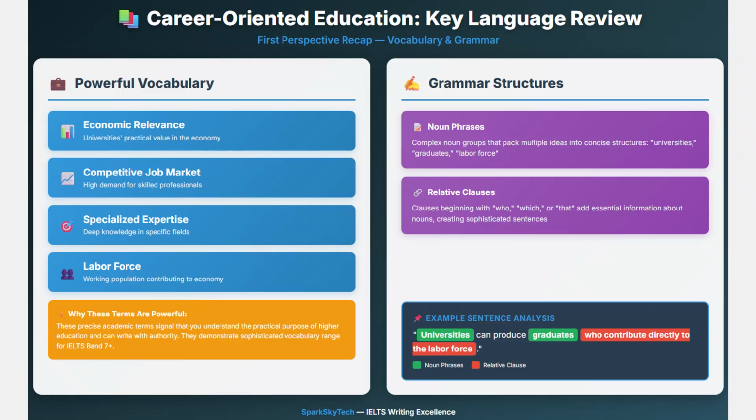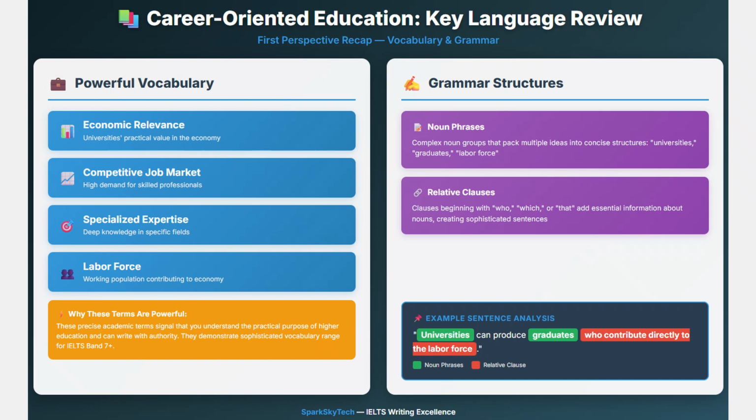Then, let's look at the first perspective, which focuses on career-oriented education. Notice how the essay uses precise terms like economic relevance, competitive job market, and specialized expertise. These words are powerful because they immediately signal that the writer understands the practical purpose of higher education and can write with authority. Grammatically, the essay uses noun phrases and relative clauses, such as in, universities can produce graduates who contribute directly to the labor force.